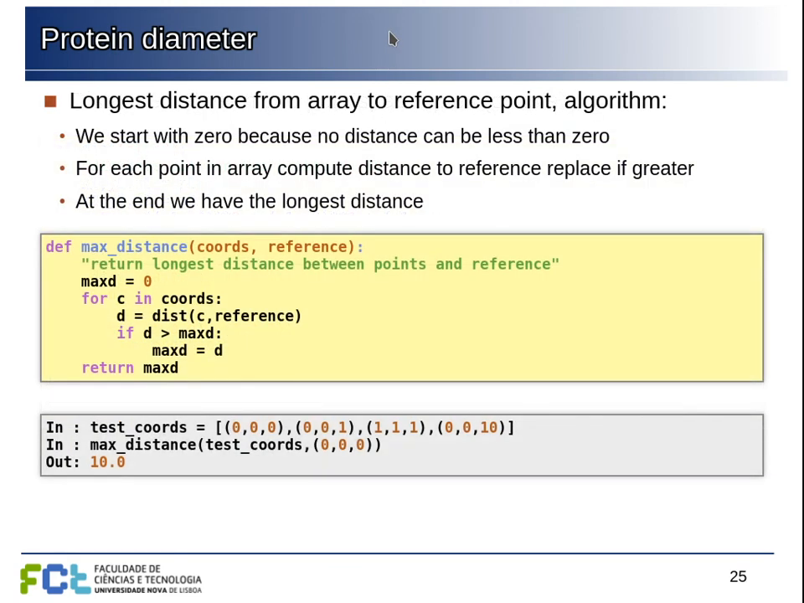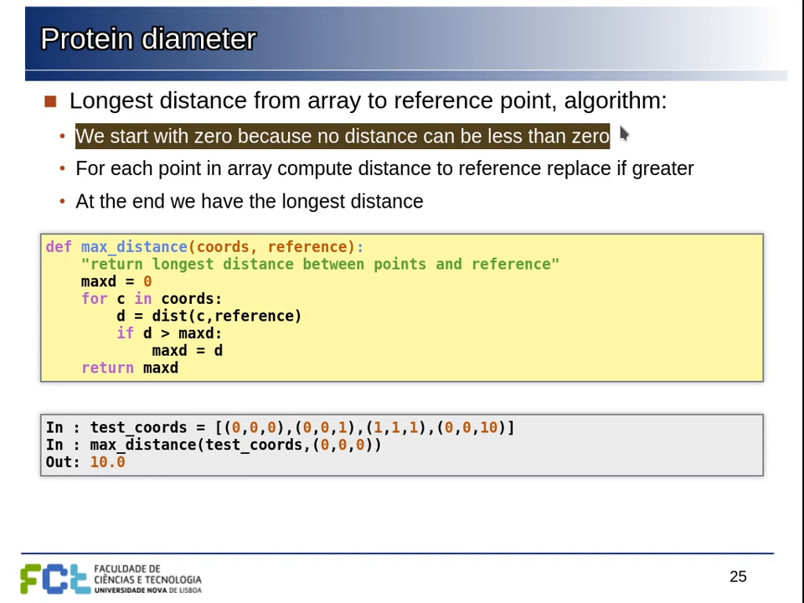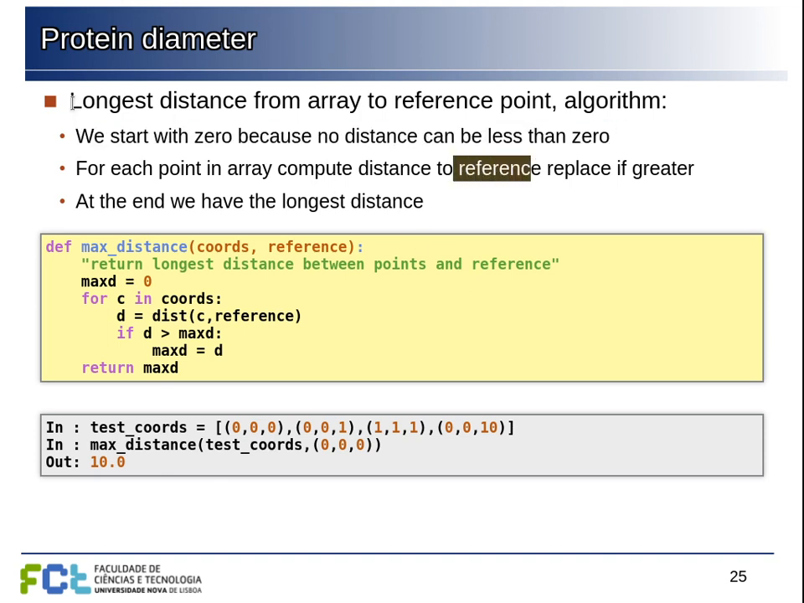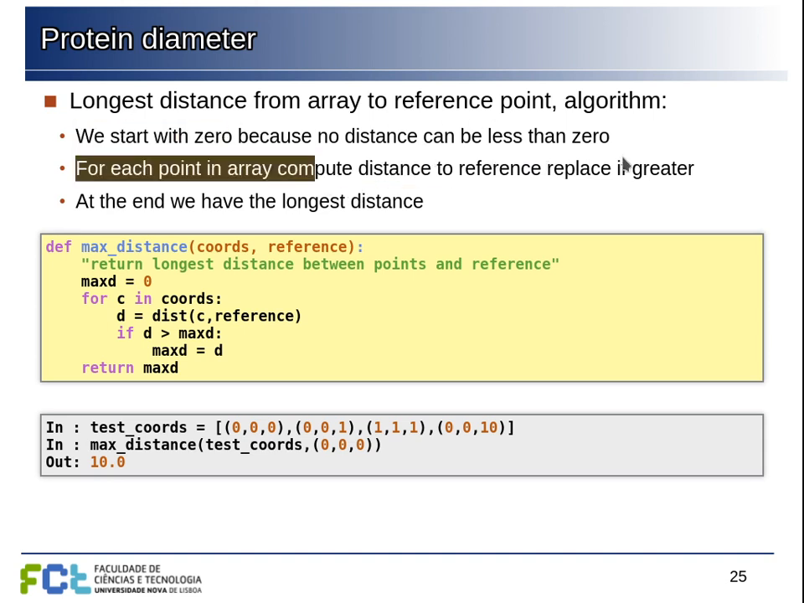Now we can go for the next one, which is getting the maximum distance between an array of points and one reference point. So this would be the algorithm. We start with 0 because we know that there cannot be a distance that is smaller than 0. And now for each point in the array, we compute the distance to the reference and replace our maximum distance if the distance found is greater. Once we reach the end of the loop, we have the longest distance. So this is the idea here.